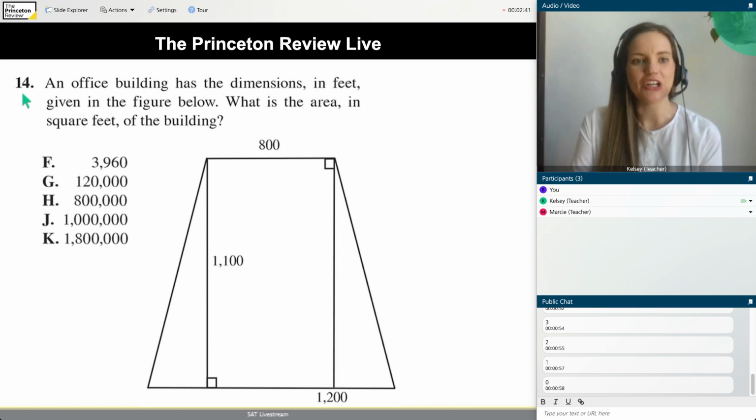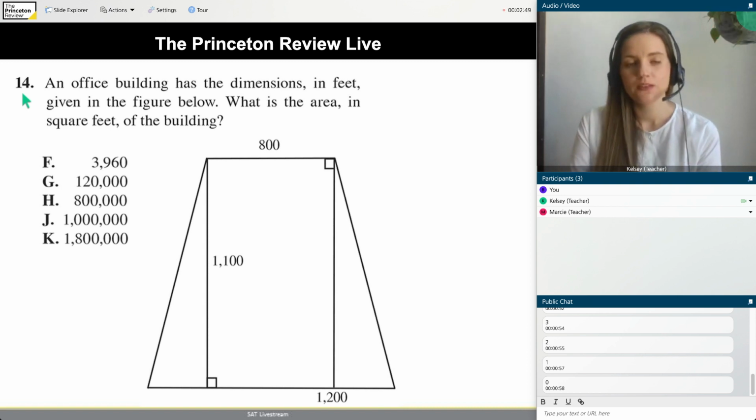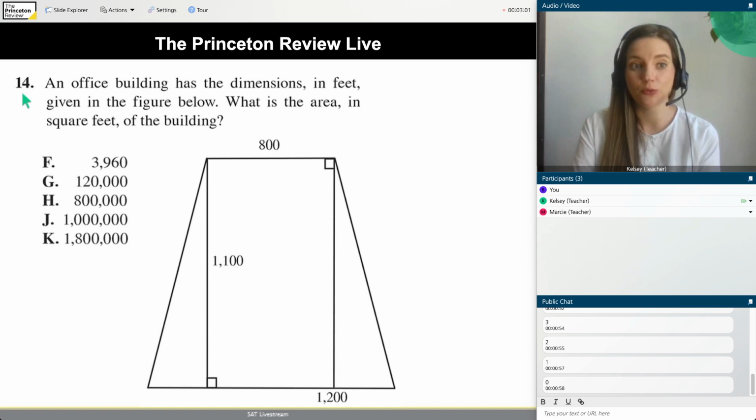It reads, an office building has the dimensions in feet given in the figure below. What is the area in square feet of the building? There's a couple of different ways that we can approach this problem. One of them is if you happen to recognize the shape that you're dealing with and you remember the formula that you need to calculate the area of that shape. So let's try that one way first.